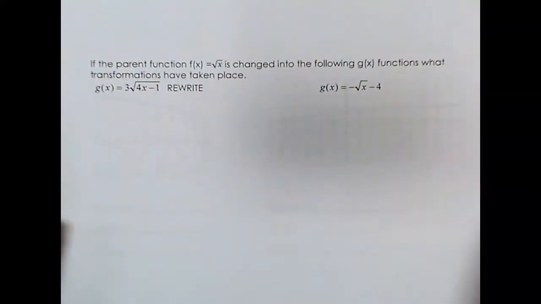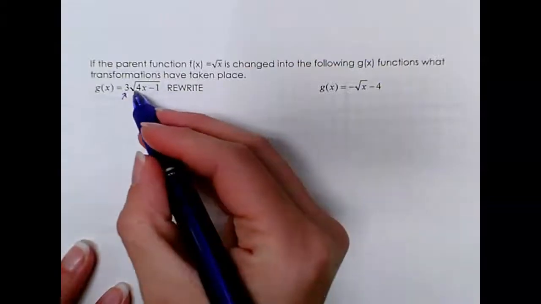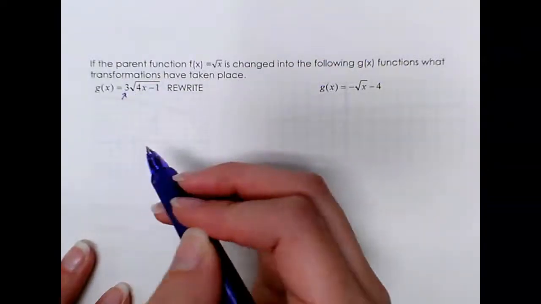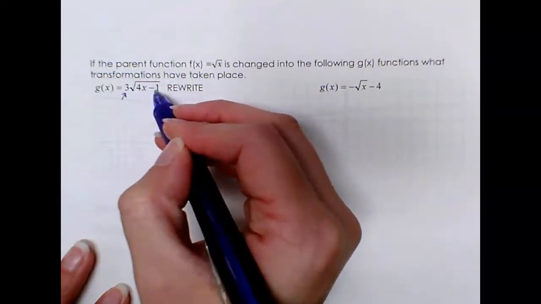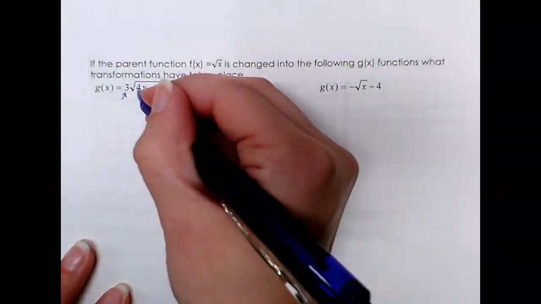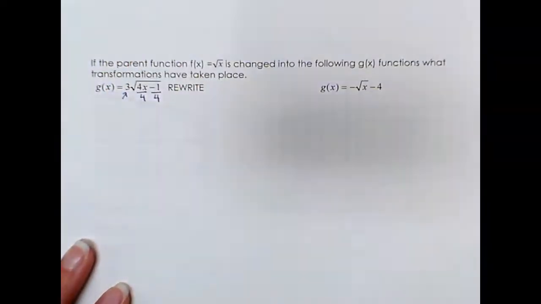These problems say if the parent function f of x equals square root of x, so that's the square root parent function, if it's changed in the following g of x functions, what transformations have taken place? So again, we need to identify the transformations that have taken place. I have one right here. And then again, I have this, but it's not in the right form. It needs to be something outside of parentheses and then x minus h inside the parentheses. So again, I need to take out this 4, kind of like a GCF. It's not exactly a GCF, but I still need to take it out.